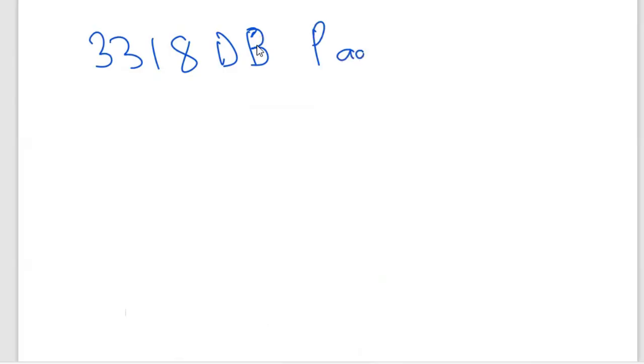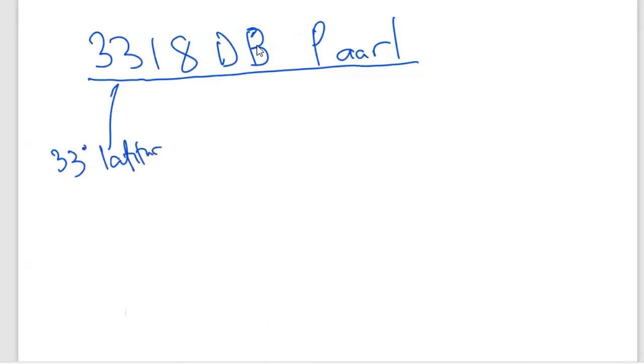This is a reference of a particular map from South Africa, 3318 DB. I will start by indicating these first two digits here. The 33, what does it mean? It means 33 degrees latitude. And this 18, what does it mean? It means 18 degrees. This is 33 degrees to the south latitude.